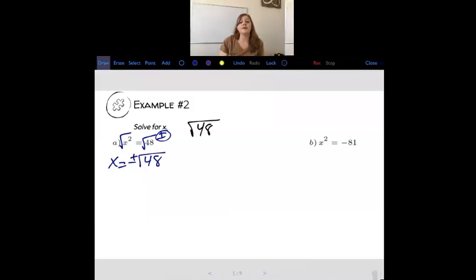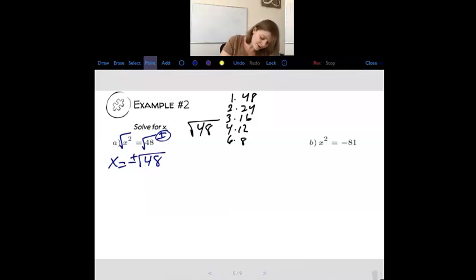What I would do is I would list the factors of 48 and see if there's any perfect square factors. So for 48, we have 1 times 48, 2 times 24, 3 times 16, 4 times 12, and 6 times 8. You could choose any of these that you want, and then you would have to go from there. I'm going to choose 3 and 16 because 3 is the prime number. I know it can't factor, or there's nothing that goes into it, and 16 is a perfect square.